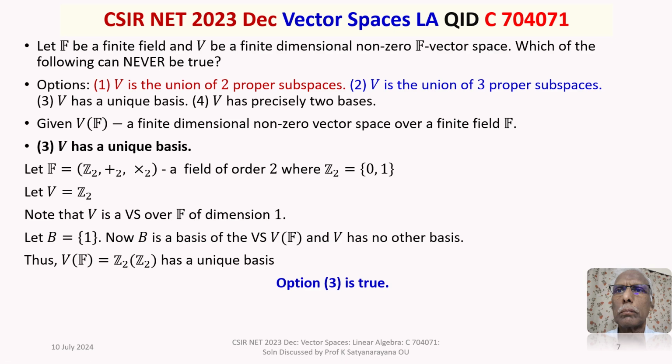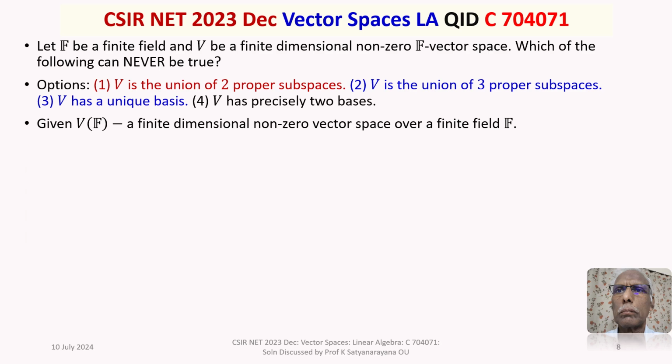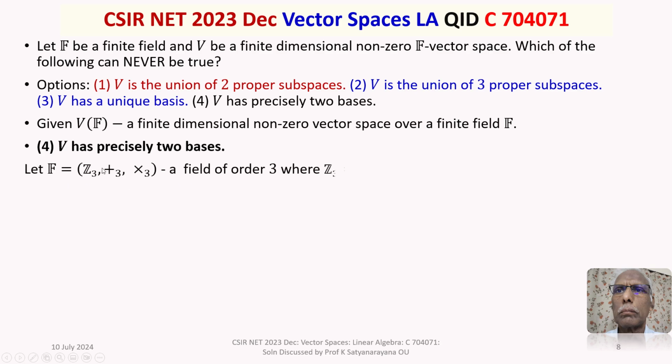Let's move to option 4. Option 1 is not true, option 2 is true, option 3 is true. Let's go for option 4: V has precisely two bases. Yes, this is possible in the following case. Let F be equal to Z3 under addition modulo 3 and multiplication modulo 3, a finite field of order 3, where Z3 consists of the elements 0, 1, 2. And now consider the vector space V equal to Z3, that is F over F. It's a vector space of dimension 1.